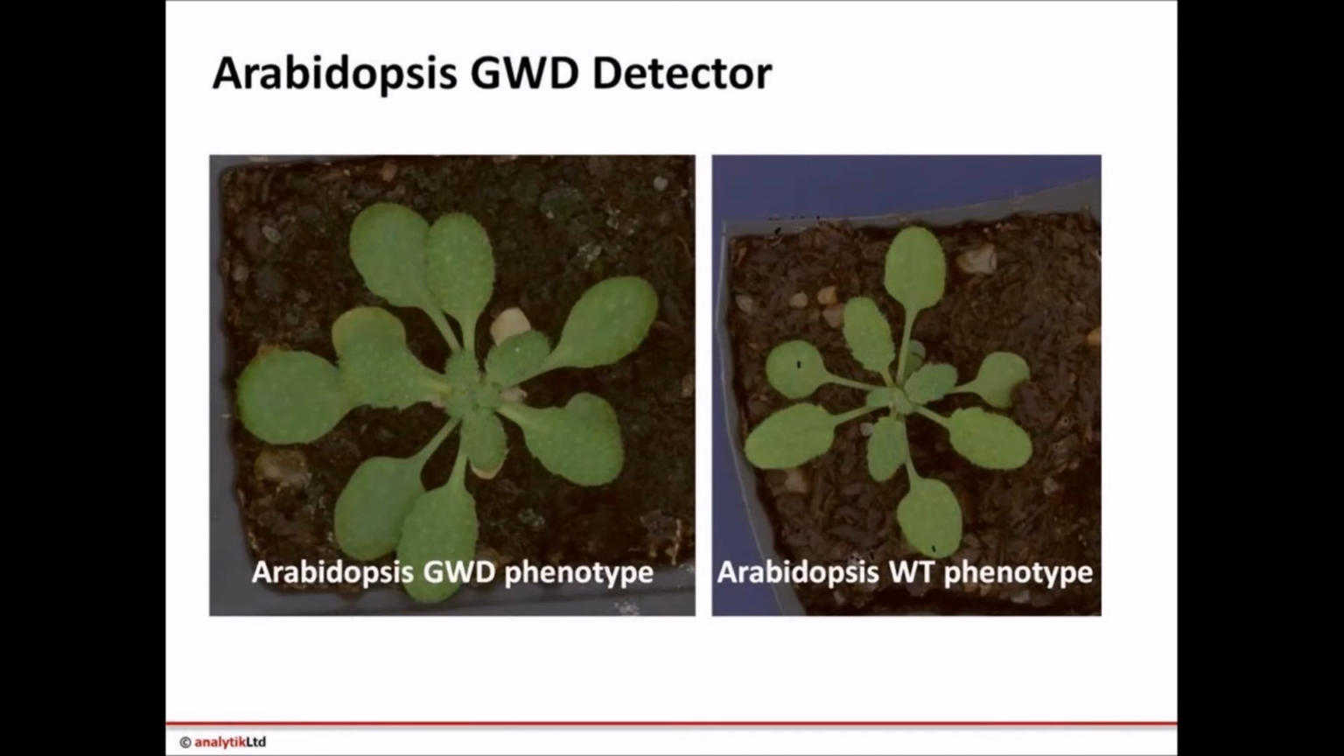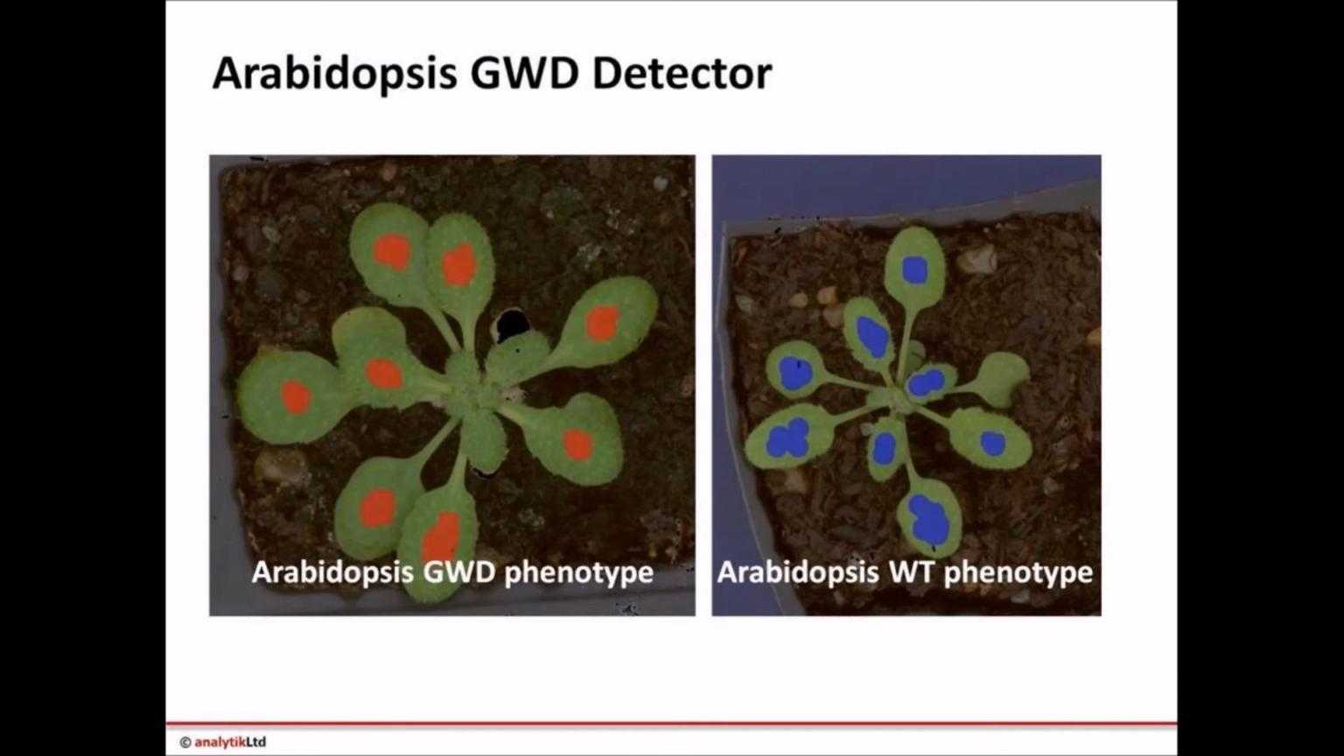A nice example, a lot of people use Arabidopsis as a model organism. Here we have a transgenic Arabidopsis plant on the left, GWD genotype. I don't know what GWD stands for. And on the right we have a wild type, and you can see to our eyes they both look green. We can't really tell any difference.